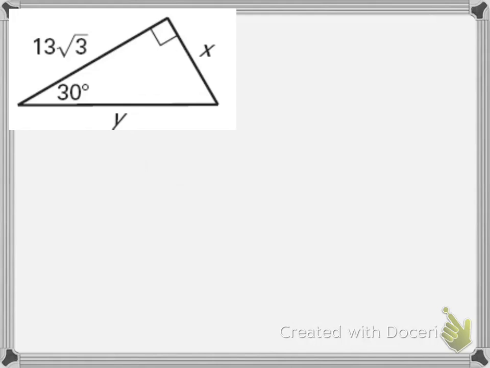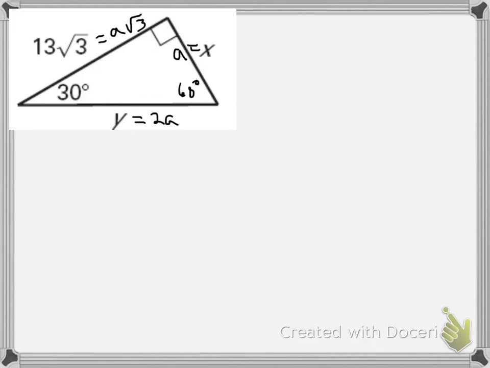Okay, so this is the part 2 problem. And it's another 30, 60, 90. So if you like, I can write the 60 in here. Okay, and again, we got our rule. The side opposite 30 is a. The side opposite 60 is a root 3. And the side opposite 90 is 2a.